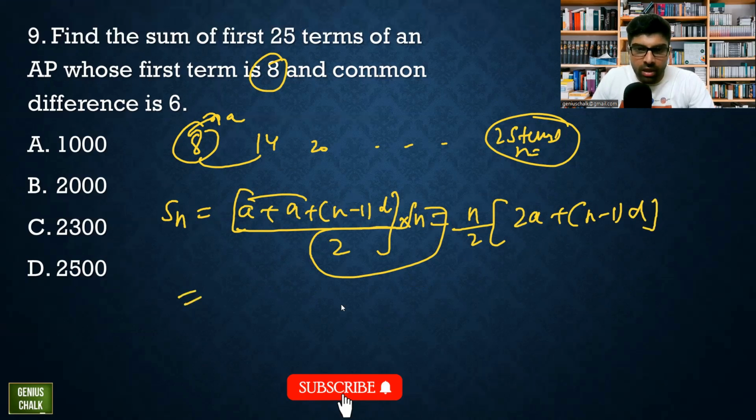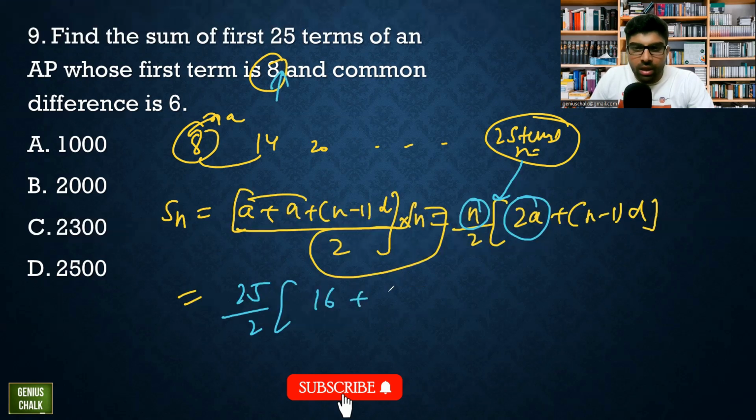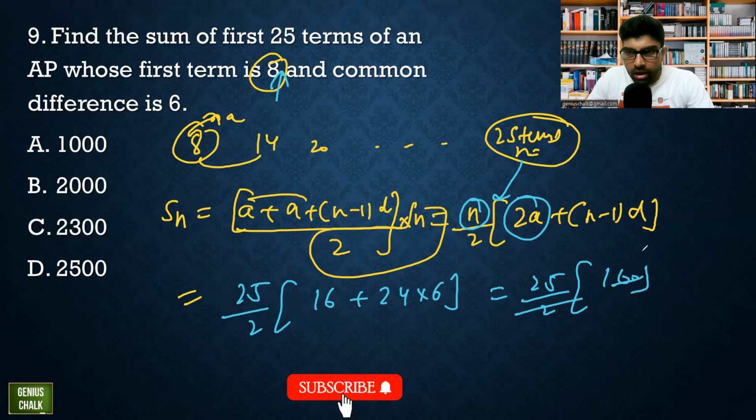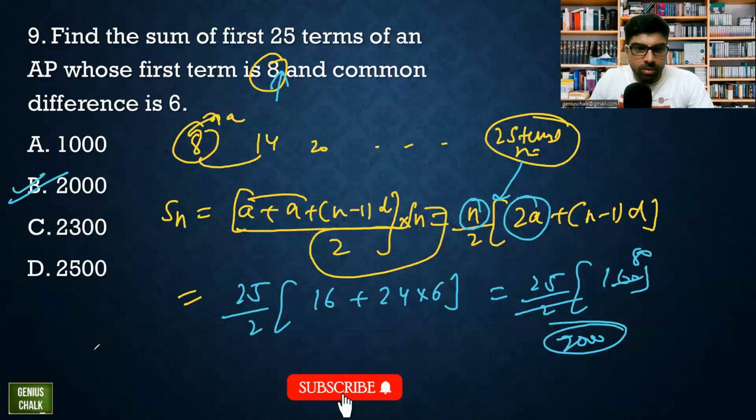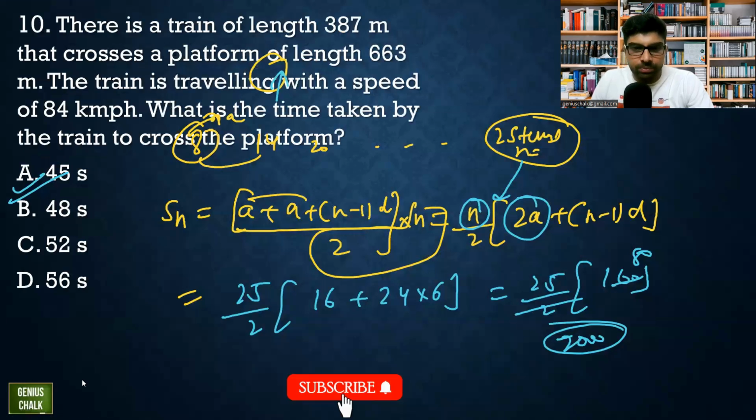If you remember this directly, you can get your answer very fast. n value is 25, so 25 by 2, 2a. a means 8, so 2 8s are 16. n minus 1 means 24, 24 into 6. If you solve this, 25 by 2, 144 plus 16 is 160. So this is again 80. 25 8s are 2000. So option B only is my answer in that case as well.